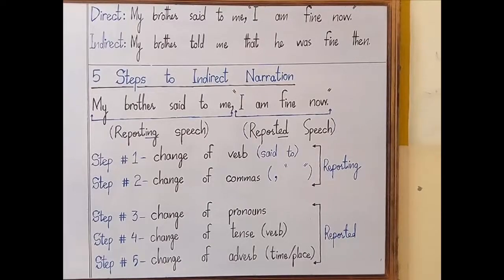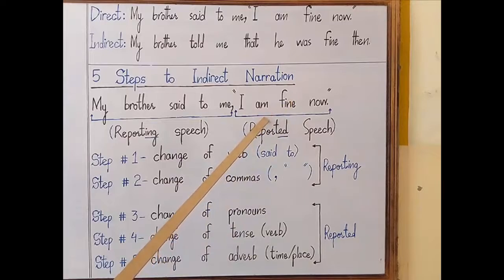I will show you for a while. Here you can see, these are the 5 steps we have to go through in order to convert a direct narrative sentence into an indirect narrative sentence. So step number 4, change of tense. Now you remember, this step number 4 belongs to reported speech, which means this speech, reported speech.